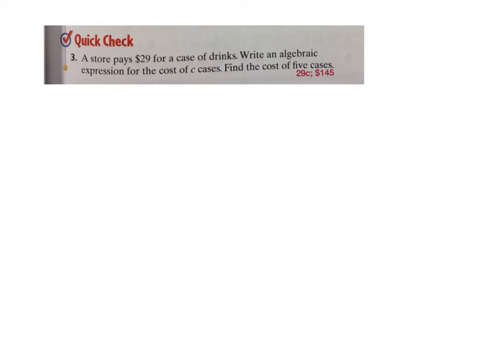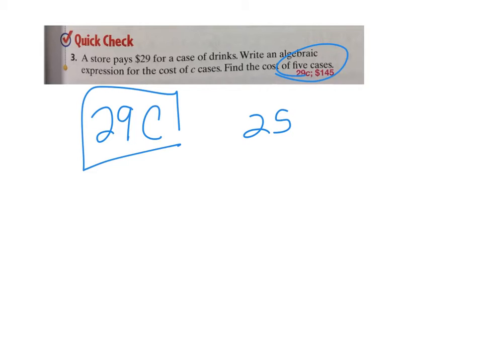Alrighty, so it says here that a store pays $29 for a case of drinks. Write an algebraic expression for the cost of C cases. So I don't know how many C cases is, but it's $29 times each of those cases. So that's my expression I'm going to write. And it wants us to evaluate for 5, so in other words 29 times 5, which is, whoops, there we go, 29, not 25, which is 145.